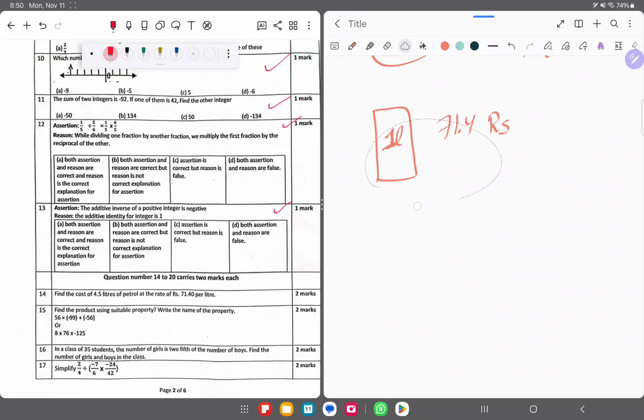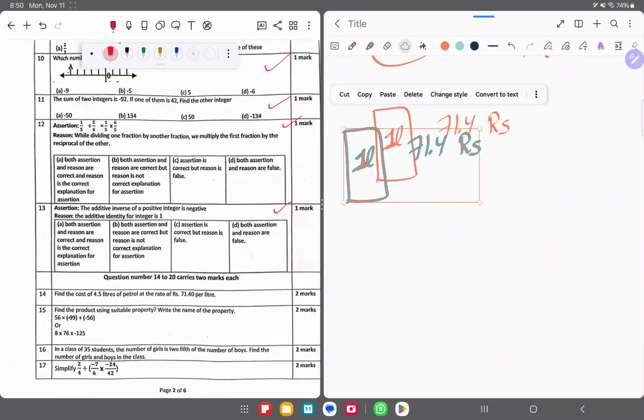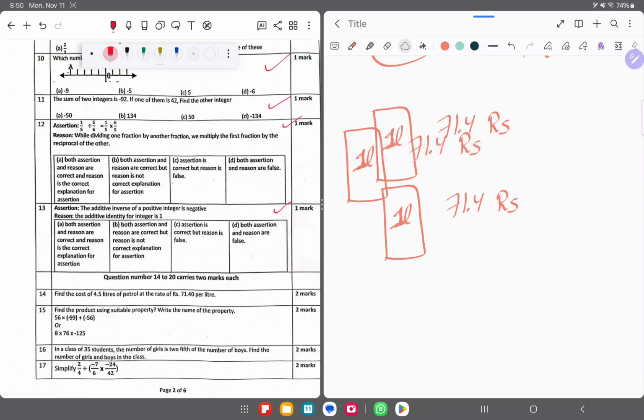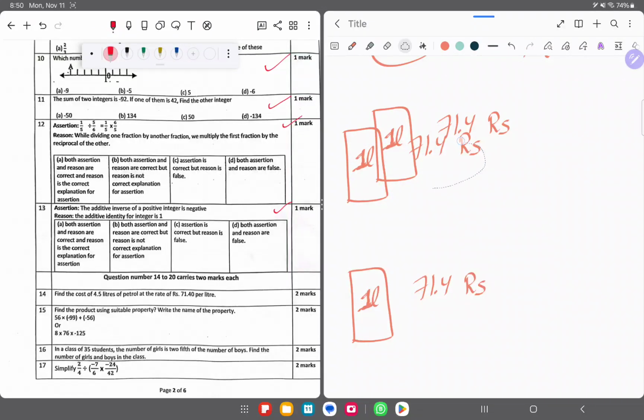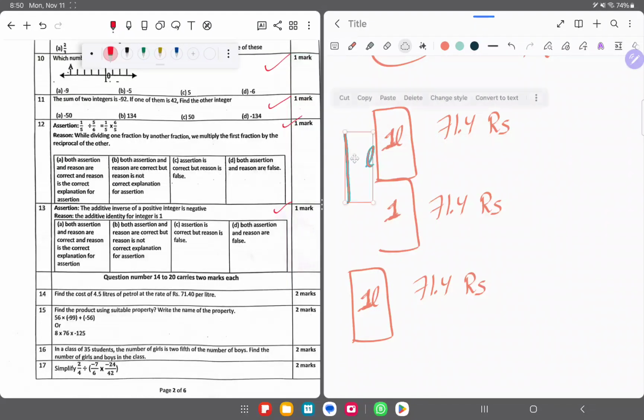What do I do? Paste. Move this here. Move this here. Move this here. Move this here. Okay.